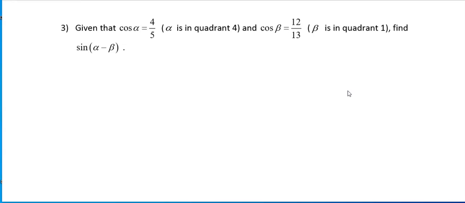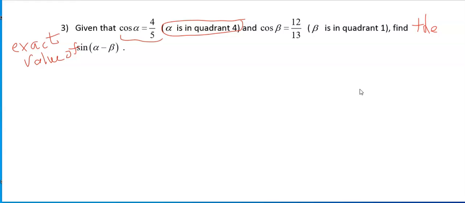All right, change it to find the exact value right there. So in other words, if you end up with a fraction, leave it as a fraction. If you end up with radicals, leave them as radicals. Alpha this time is in quadrant 4, and you're given the cosine of alpha, so you're going to need to calculate the sine of alpha. You're given the cosine of beta. Beta is in quadrant number 1, so you're going to have to calculate the sine of angle beta there. And look at what you're asked to find. It's a different formula this time, the sine of alpha minus beta.